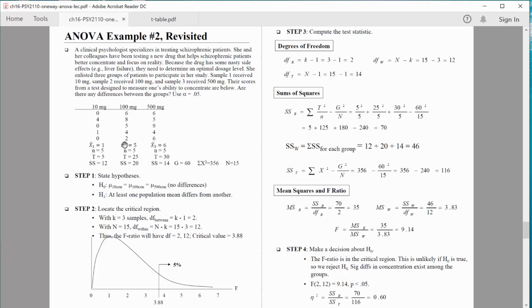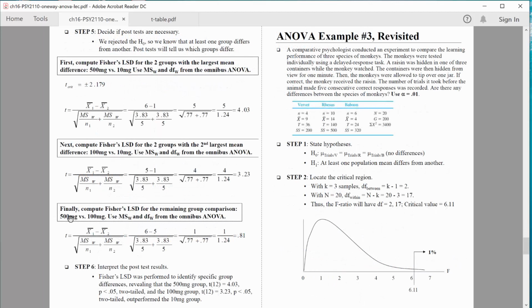So what's the next biggest difference? Well, the only other comparison that exists is looking at the people who took 500 milligrams compared to 100 milligrams. So that's a mean of 6 compared to a mean of 5. That's a difference of 1 point. That's not a very large difference, but let's check to see if it's statistically significant. So this is making it clear that we're comparing the 500 milligram group with the 100 milligram group.